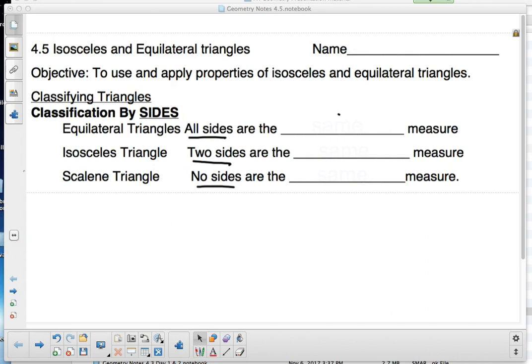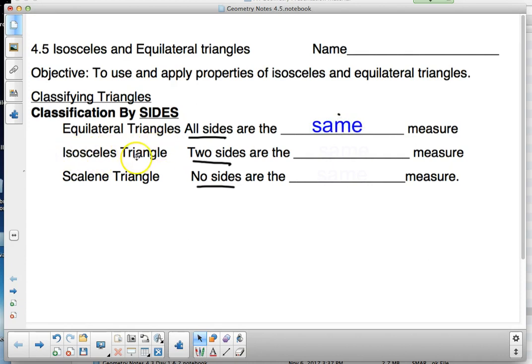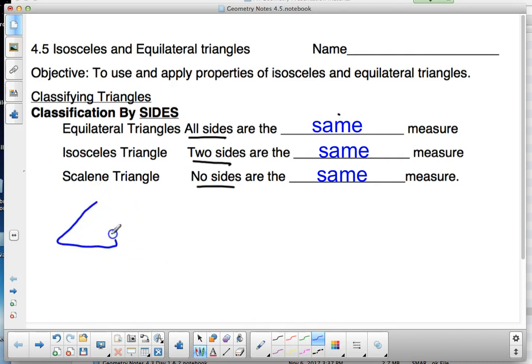So let's look at classifying triangles. Classification by sides: equilateral triangles, all sides are the same measure. Isosceles triangles, two sides are the same measure. And scalene triangles, no sides are the same measure. Now, keep in mind, if I'm talking about an equilateral triangle, and I draw this with my little cursor, all these sides are the same.